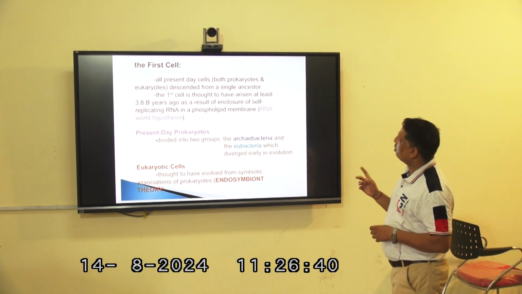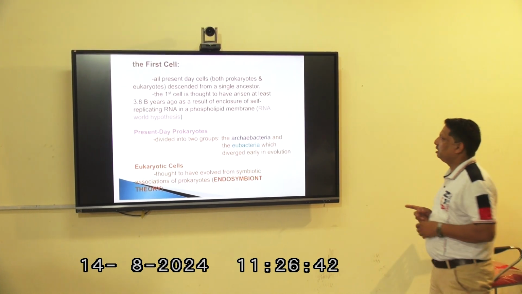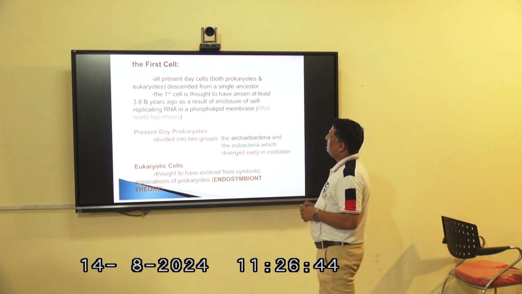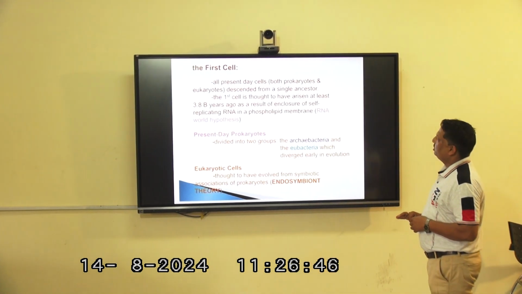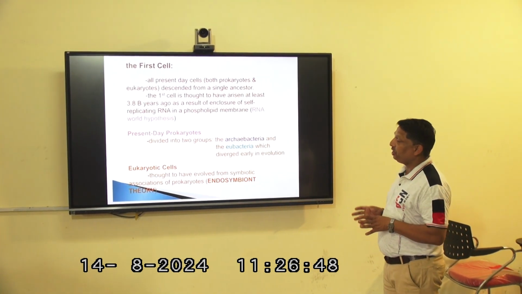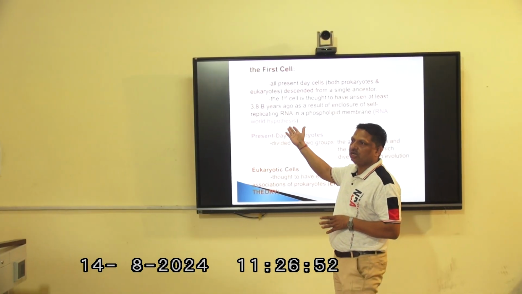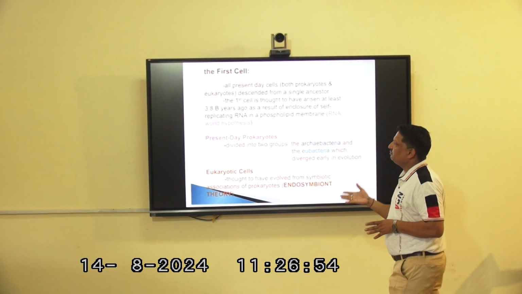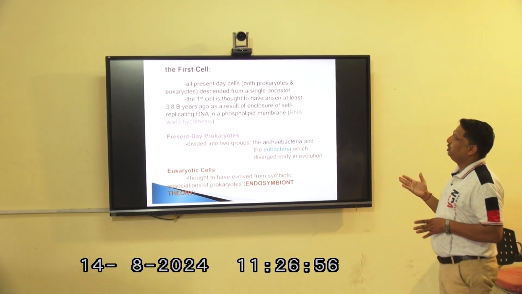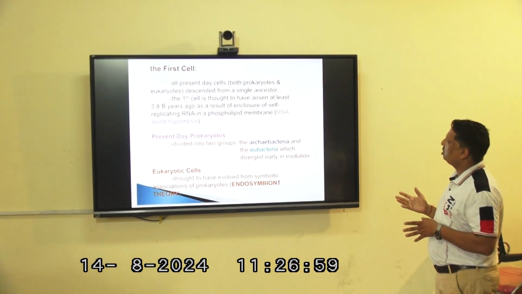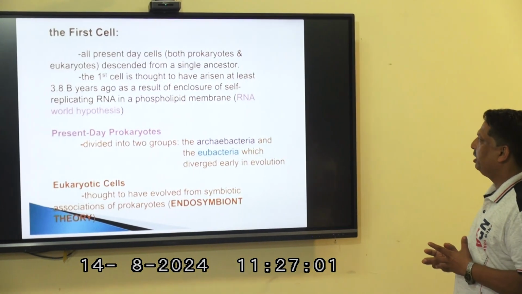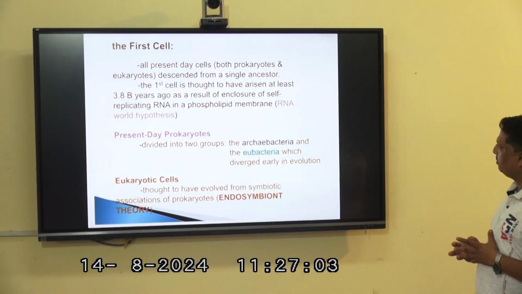And this is descended from a single ancestor. This is very important: they descended from a single ancestor. And the first cell is thought to have arisen at least 3.8 billion years ago. Again, I am saying this is just an average year, not a fixed measurement, a fixed time. This is an average of 3.8 billion years, as a result of the conversion of self-replicating RNA in phospholipid.